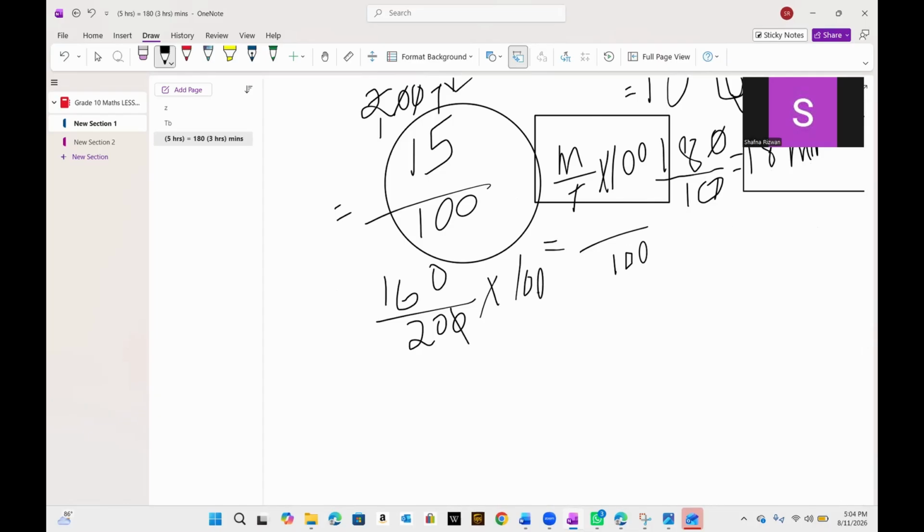Okay, cancel this 0 and this 0, this 0 and this 0. And then 160 divided by 2 is how much? 2 divided by 2 is 1. 16 divided by 2 is how much? 8 and 0 remaining. So 0, put it here. So what's your marks? 80. 80 will become your marks. Did you understand?